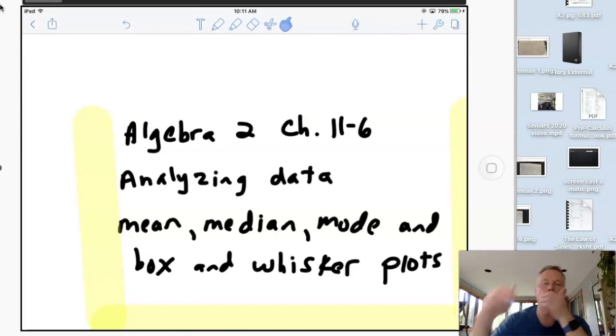Okay, good morning. Today, we're looking at analyzing data with specific attention to mean, median, mode, box and whisker plots as well, and range also.